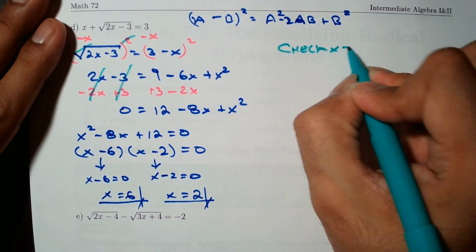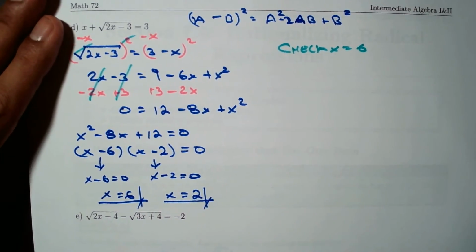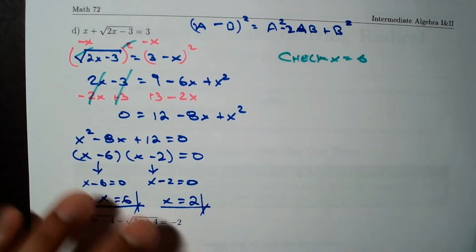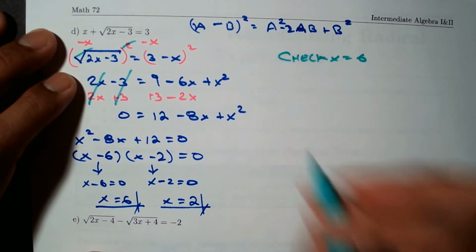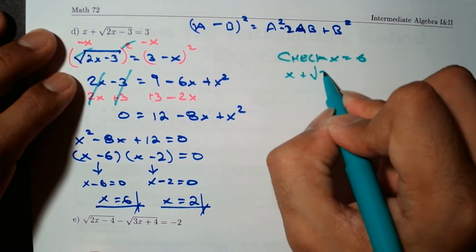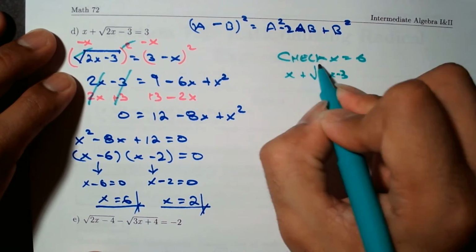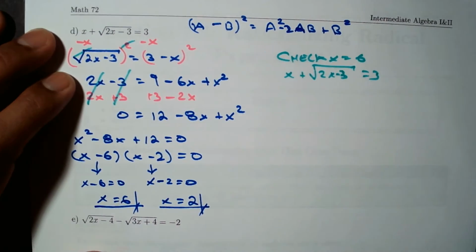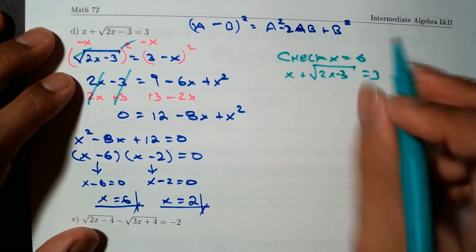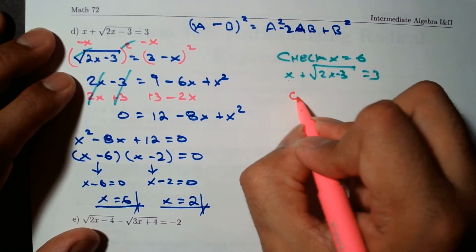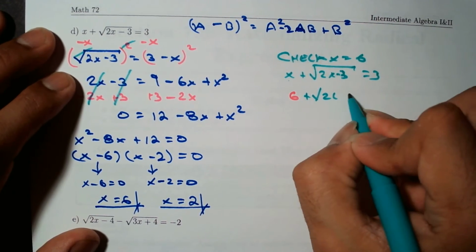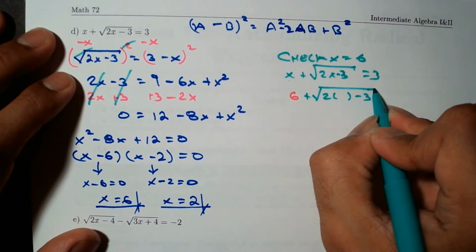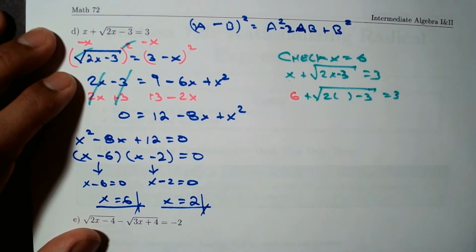Let's check x equals 6. I'm going to go back to the original equation, x plus the square root of 2x minus 3 equals 3. So x, which in this case is 6, plus the square root of 2 times 6 minus 3. Okay, so that's 6 also.